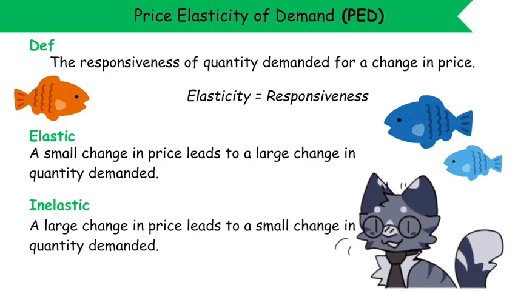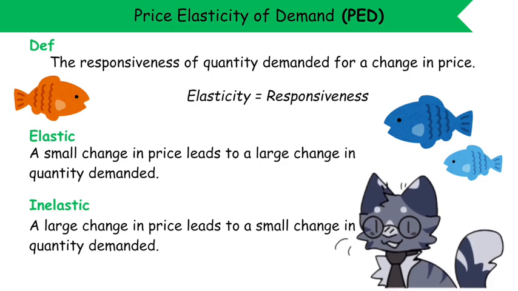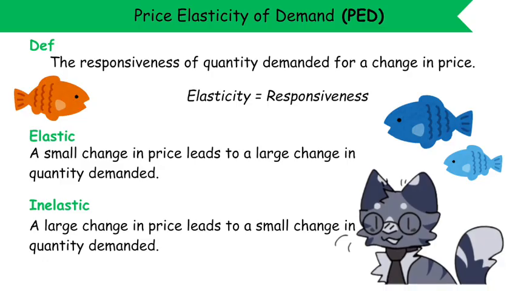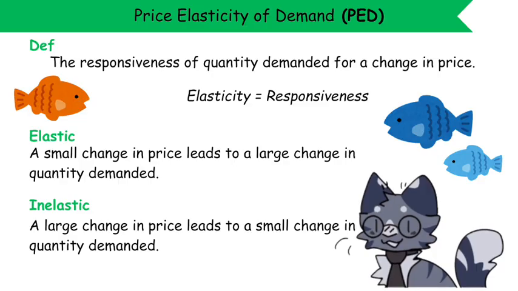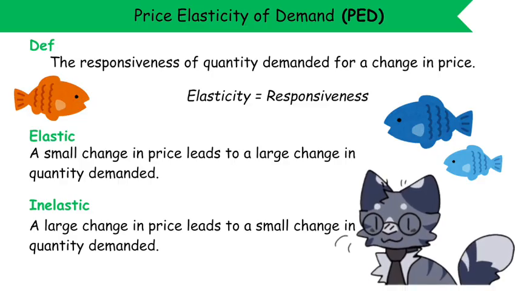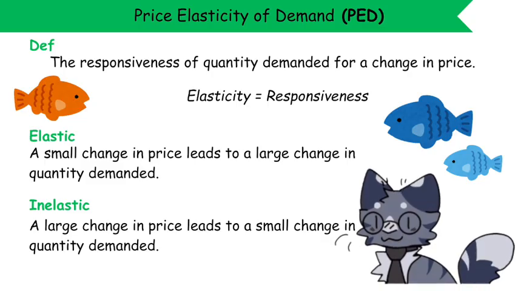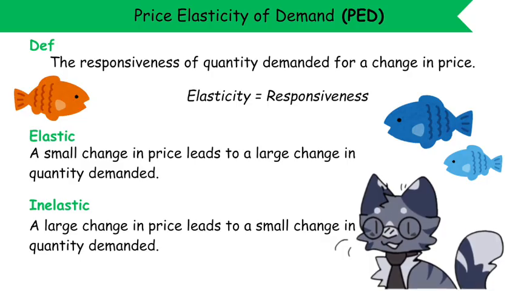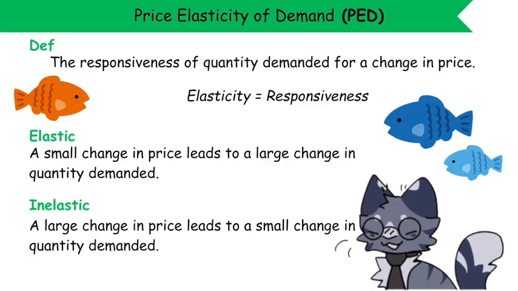To really understand this concept, I want you to associate elasticity with responsiveness. So when I say elastic, it means that quantity demanded is very responsive to a change in price. Whereas when I say inelastic, it means that quantity demanded isn't that responsive to a change in price. So if a good has an elastic PED, a very small change in price will lead to a really large response in quantity demanded, while inelastic goods will have a very small change in quantity demanded if there is a large change in price.